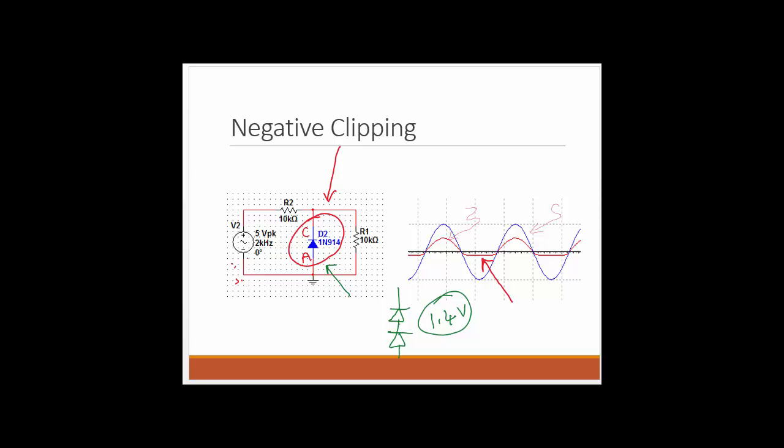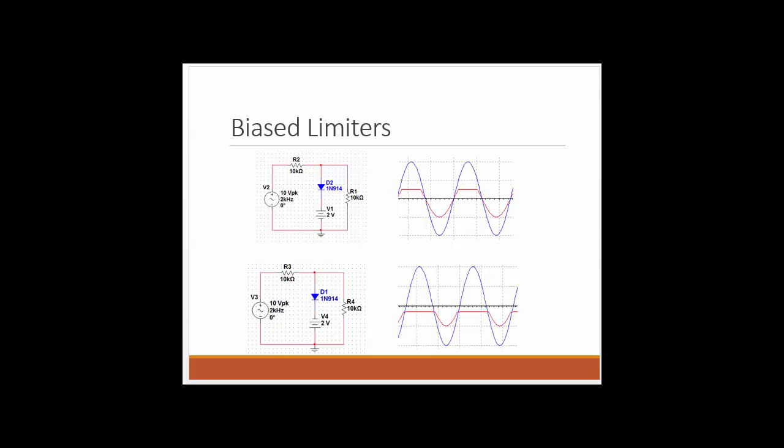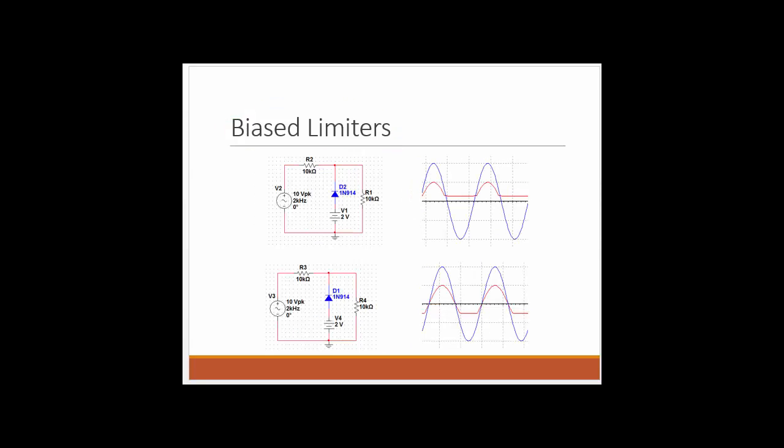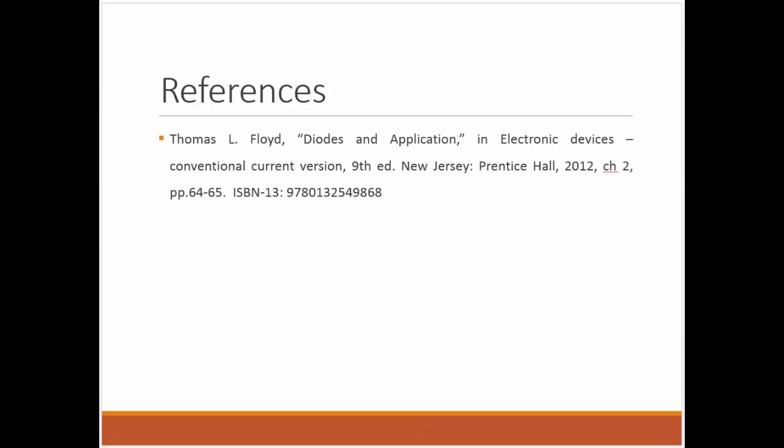So that is the concept of biased limiters. If you observe the biased limiter circuits, a diode is connected in series with a DC power supply. So if you look at this branch, you can see that the diode is connected in series with the DC power supply, even if you change the orientation of the diode. So this will allow us to clip the input signal at levels other than 0.7 volts. Thanks for watching. That will conclude this lecture.